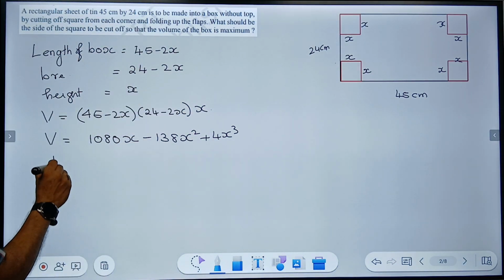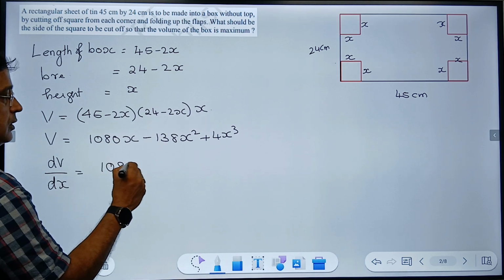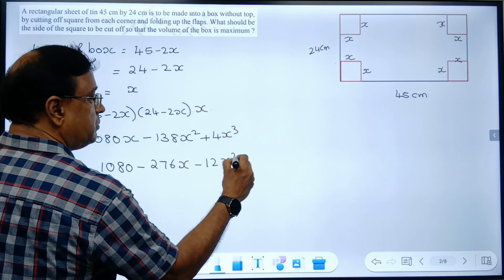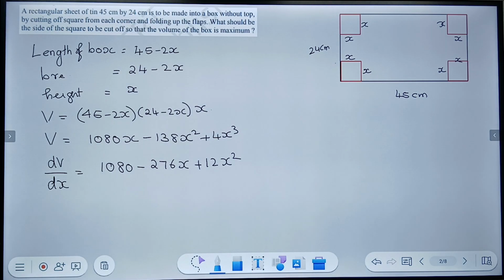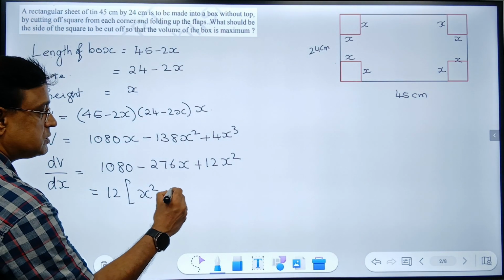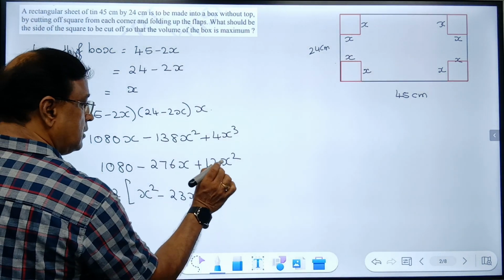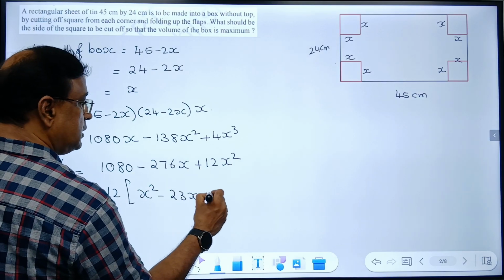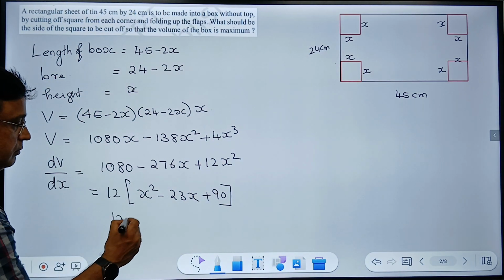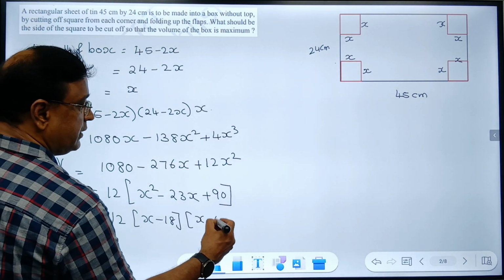Now I am going to differentiate. So what is dV by dx? dV by dx will be 1080 minus 276x, sorry, plus 12x square. So now 12 is common. I get x square minus 23x plus 90. Okay, 12 goes. So this is 12 into (x minus 18) into (x minus 5) by factorizing this.